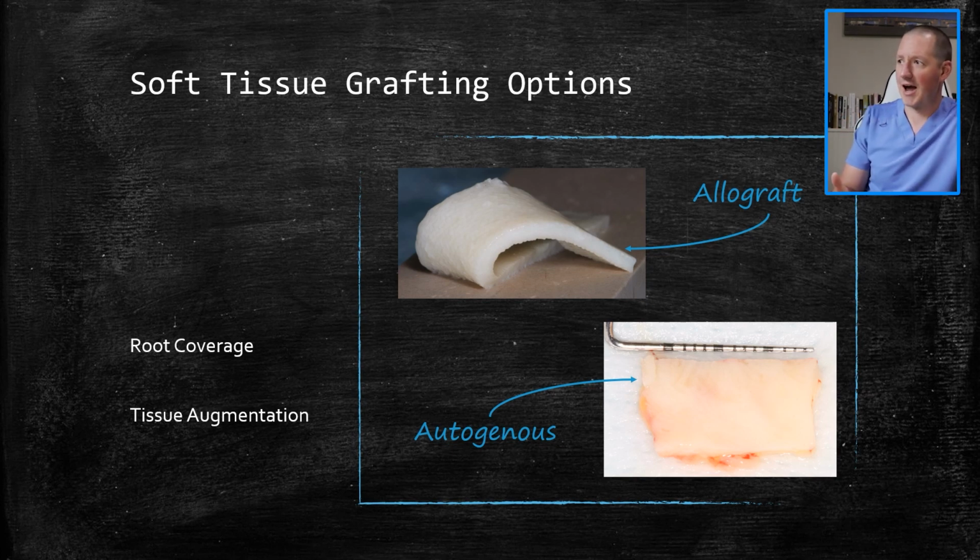So you can see here in this photograph, we can use allograft right here. And this is a donor tissue. We also have the option to use autogenous tissue here. These are all my photos of cases that I've done.